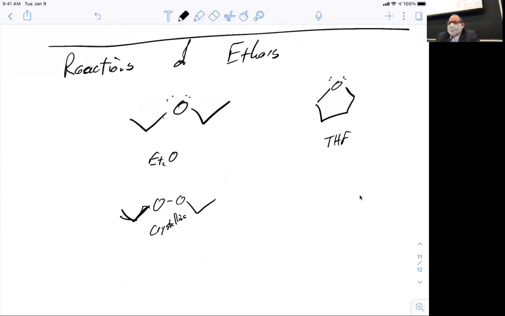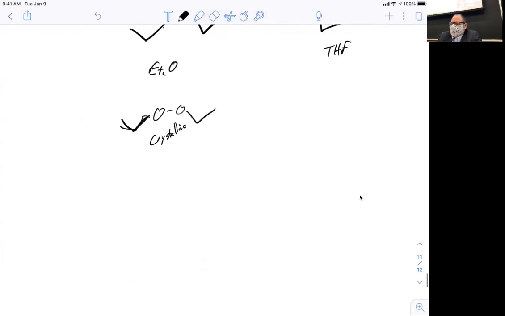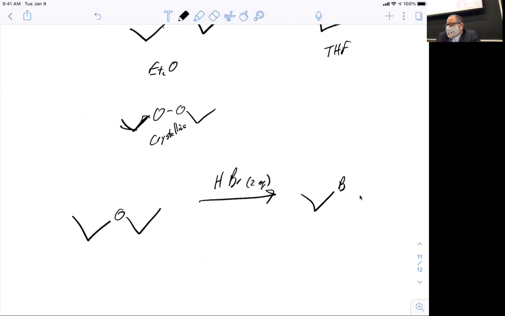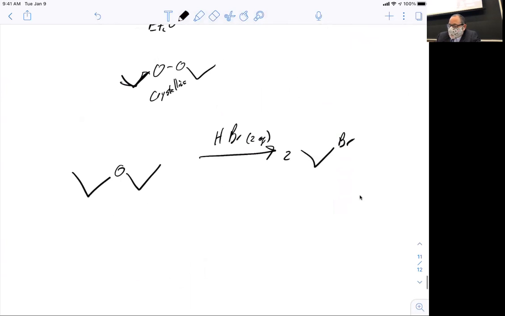So ethers, except for the oxidation process, are pretty stable. The one thing that can happen is I can cleave these with acid, right? So the acid would make a good leaving group, and if I use two equivalents, I can end up with two of the bromines, right? The way this would work, so I can do acid cleavage.